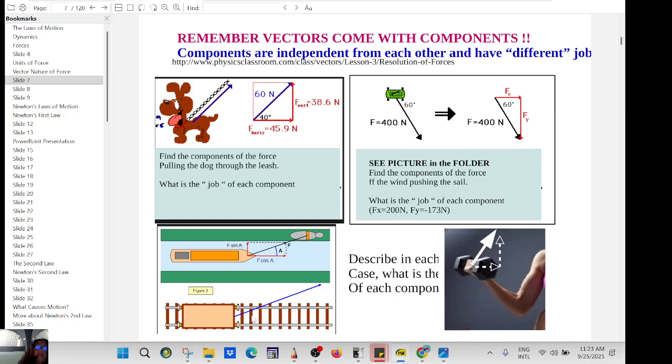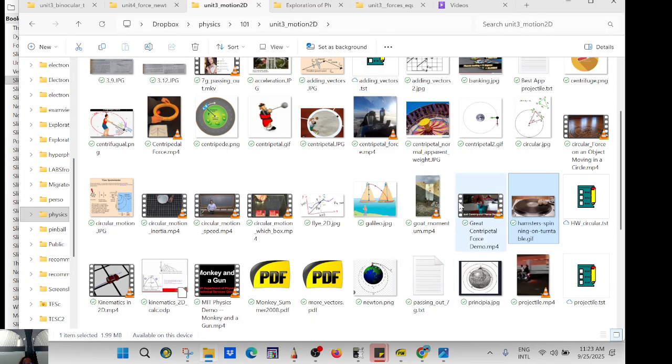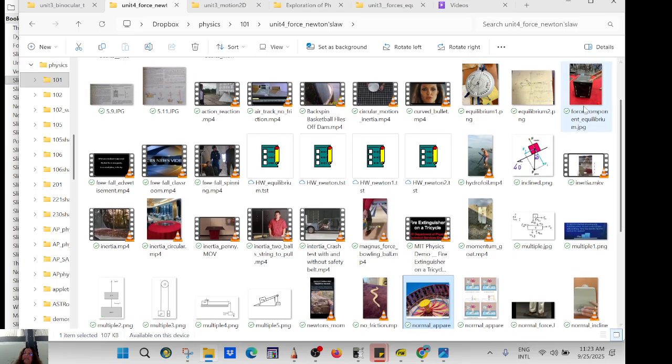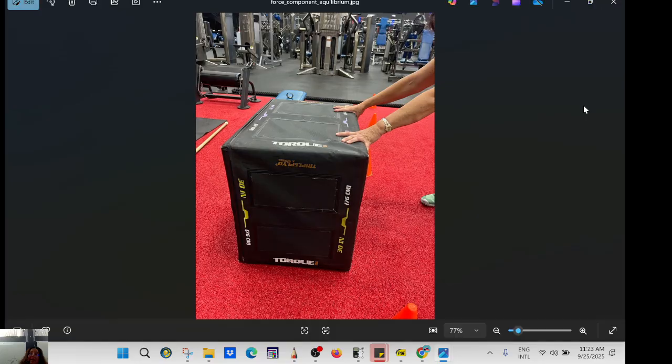Now, what you need to understand is that each component has a different job. So, for example, to make it more realistic, yeah, this is me here. I'm pushing, right?